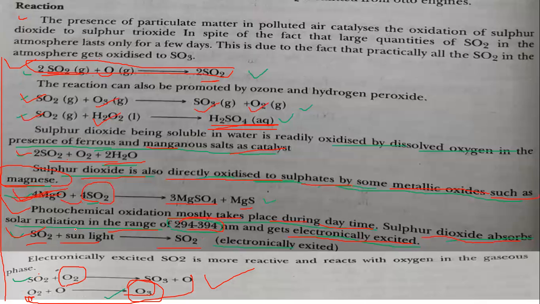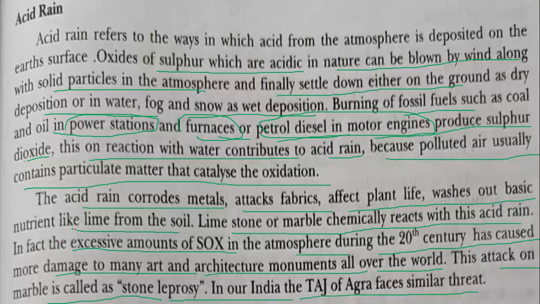What happens due to these reactions? Acid rain is the final result, and you know what adverse effects are there due to acid rain. Like nitric acid, sulfuric acid is also very harmful to all living and non-living things present on the earth. Acid rain refers to the way in which acid formed in the atmosphere is deposited on the earth's surface.